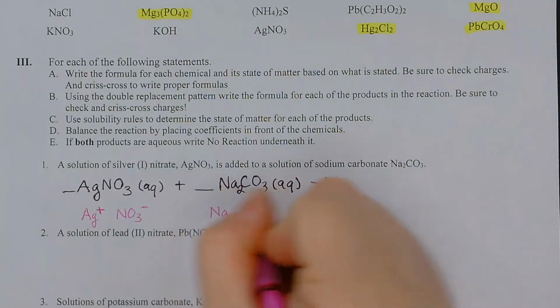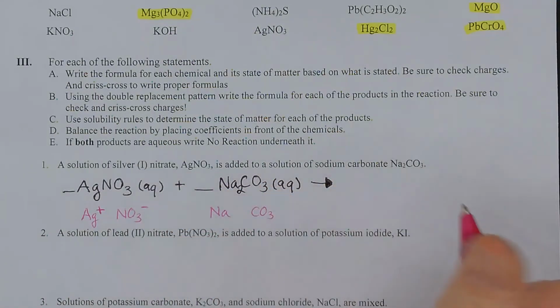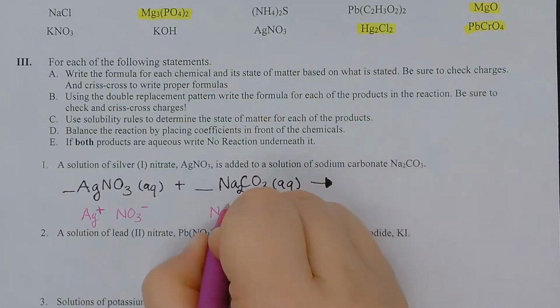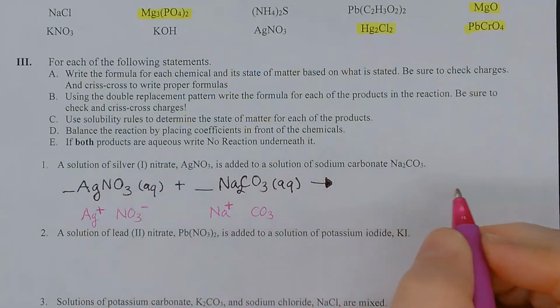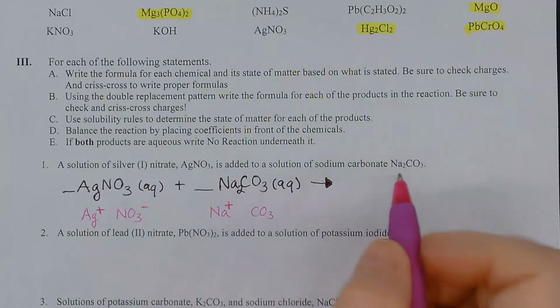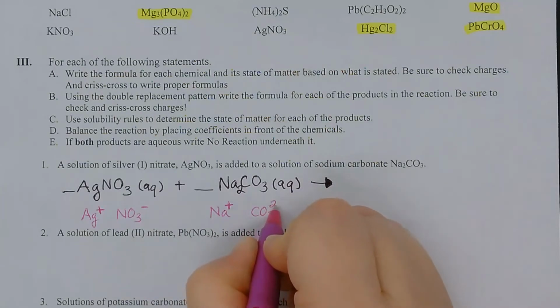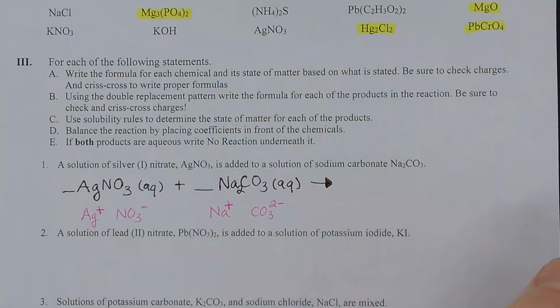Here we can split sodium and carbonate. Sodium I know has to be positive because it's in group 1 of our periodic table. There are 2 sodiums in that chemical, so that means there's 2 positives, so carbonate has to be a 2- charge. So now that I can see what all my ions are, it's going to be easier to mix them up.